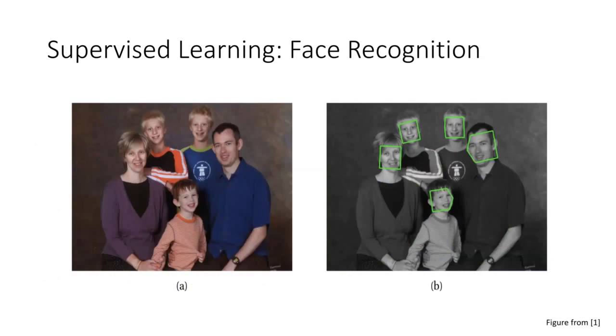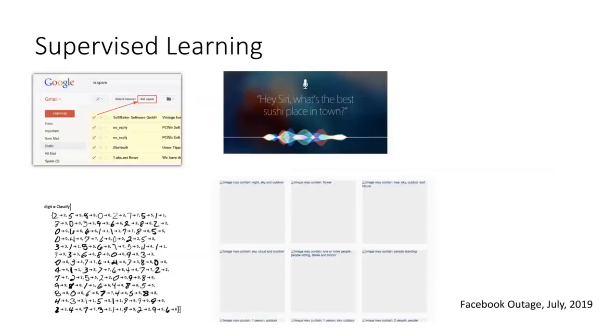Supervised learning is useful not only for classification, it is useful for many other applications like face recognition, spam filtering, digit recognition, Siri. And we know that this is one of the most successful applications of machine learning in the last five years or so, after 2012, when people realized that deep neural networks can be used to do very successful image classification.